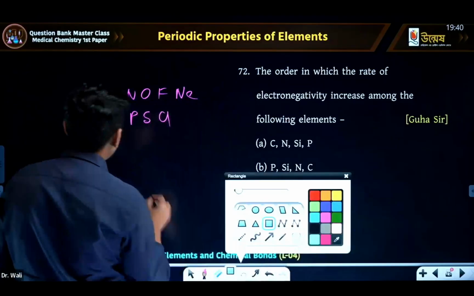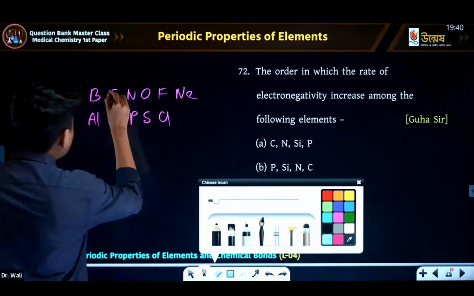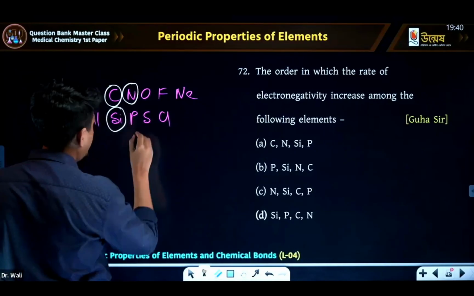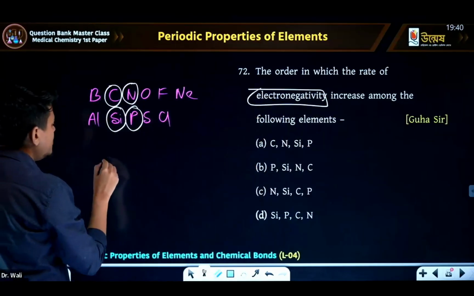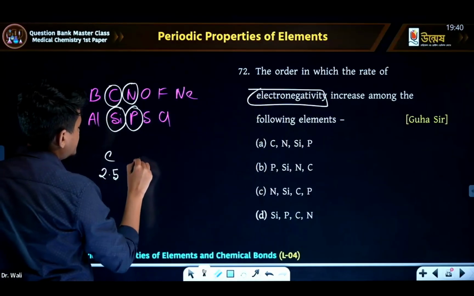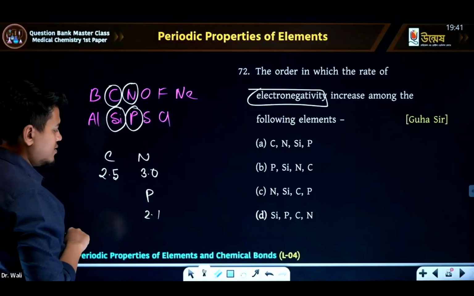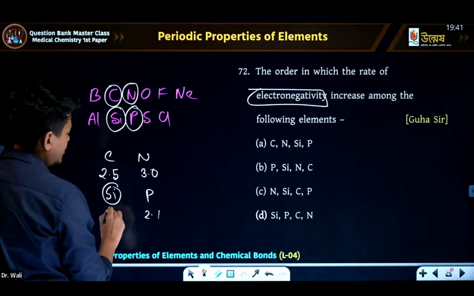What are the options here? Here we got carbon, we got nitrogen, we got silicon, we got phosphorus. Now we need to determine the electronegativity. First of all, carbon shows 2.5, nitrogen shows 3, phosphorus shows 2.1, right? Phosphorus shows 2.1, and certainly silicon would show less than 2.1.